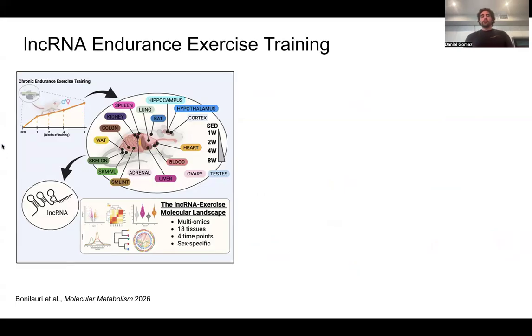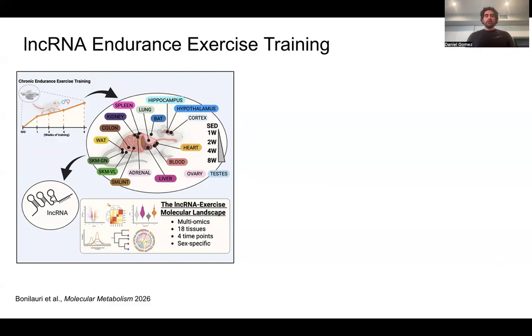So, lncRNA endurance exercise training, and we have here MoTrPAC. The rat, F344 Fischer 344, underwent 8 weeks of training for males and females, where we have 8 weeks of training, and then 18 different organs that were either sedentary, 1 week, 2 week, 4 week, and 8 week. We can see all the different organs, and their lncRNAs were measured.